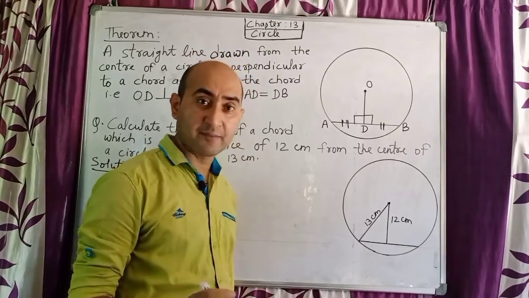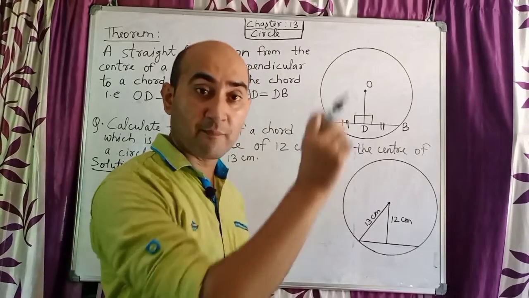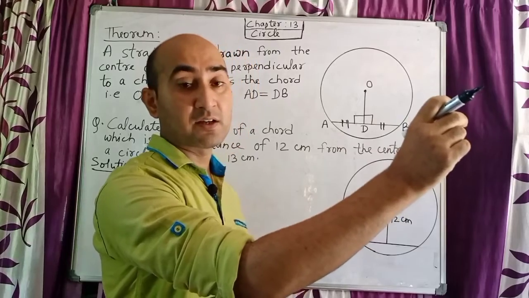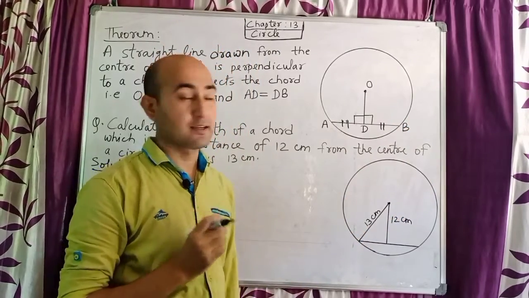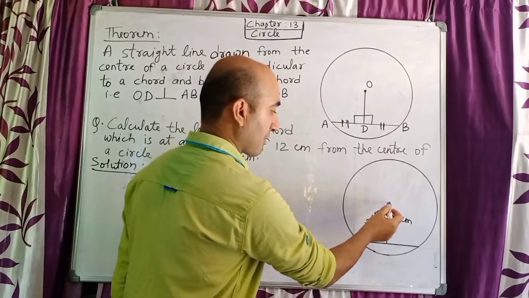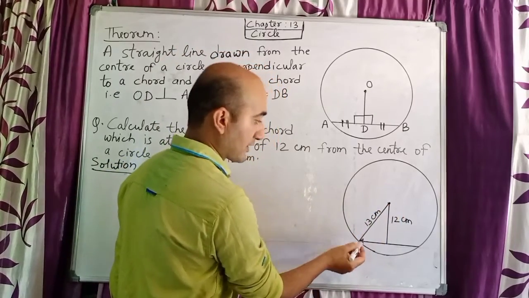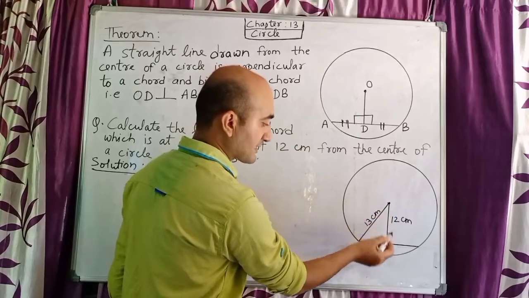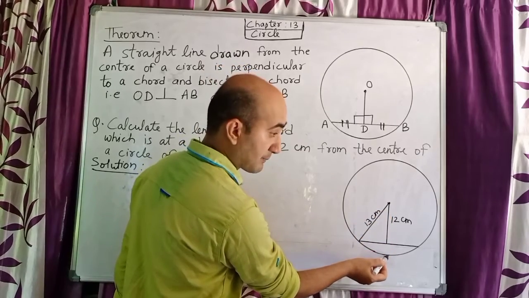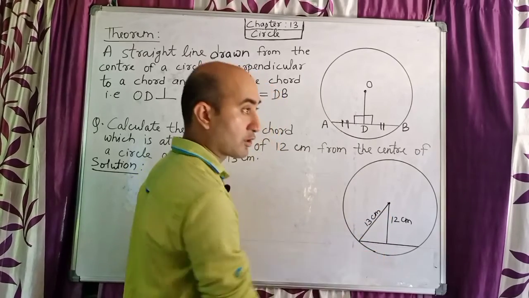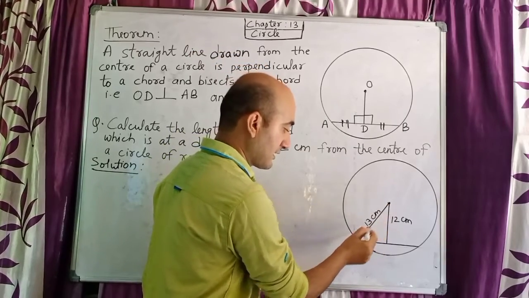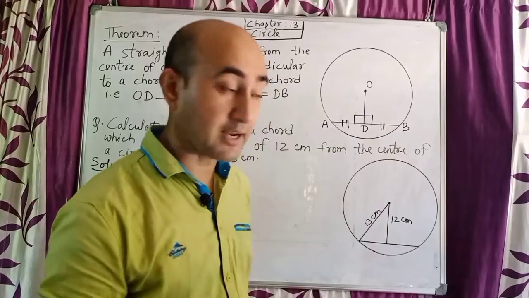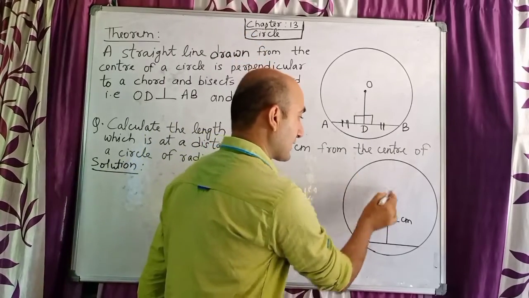Radius is a line which just starts from the center of the circle and then comes to the boundary. You can see this line is coming from the center and touching the boundary, but this line is coming from the center but not coming to the boundary. It is finishing at the chord. So this is not a radius, but this is a radius. So many radius we can make. We can make a radius here, here, everywhere.